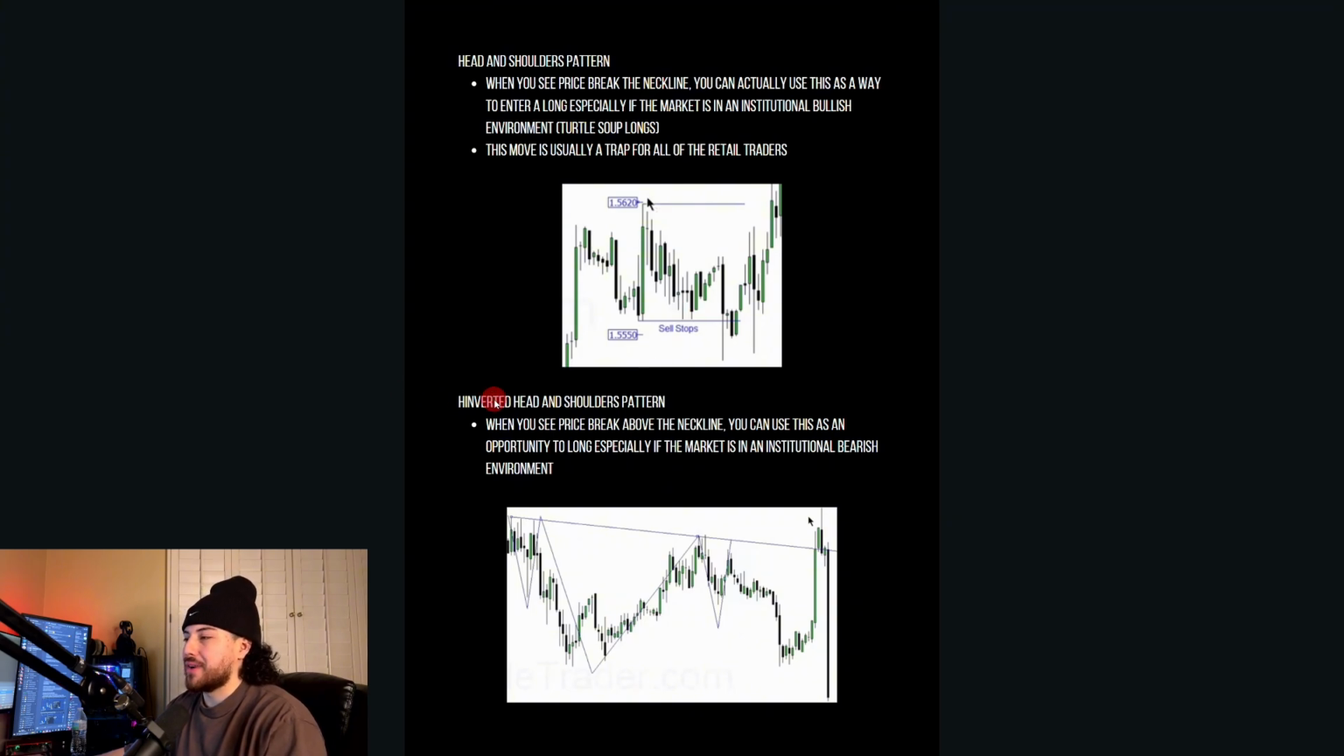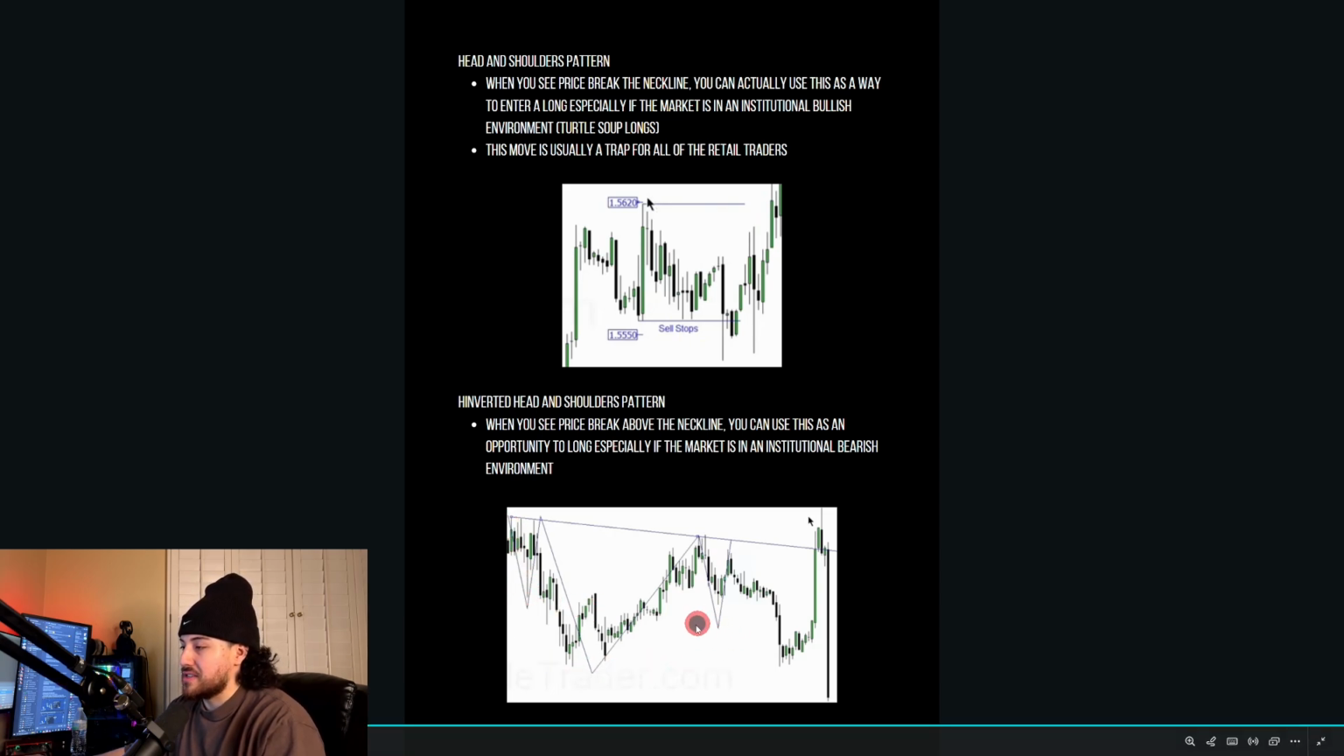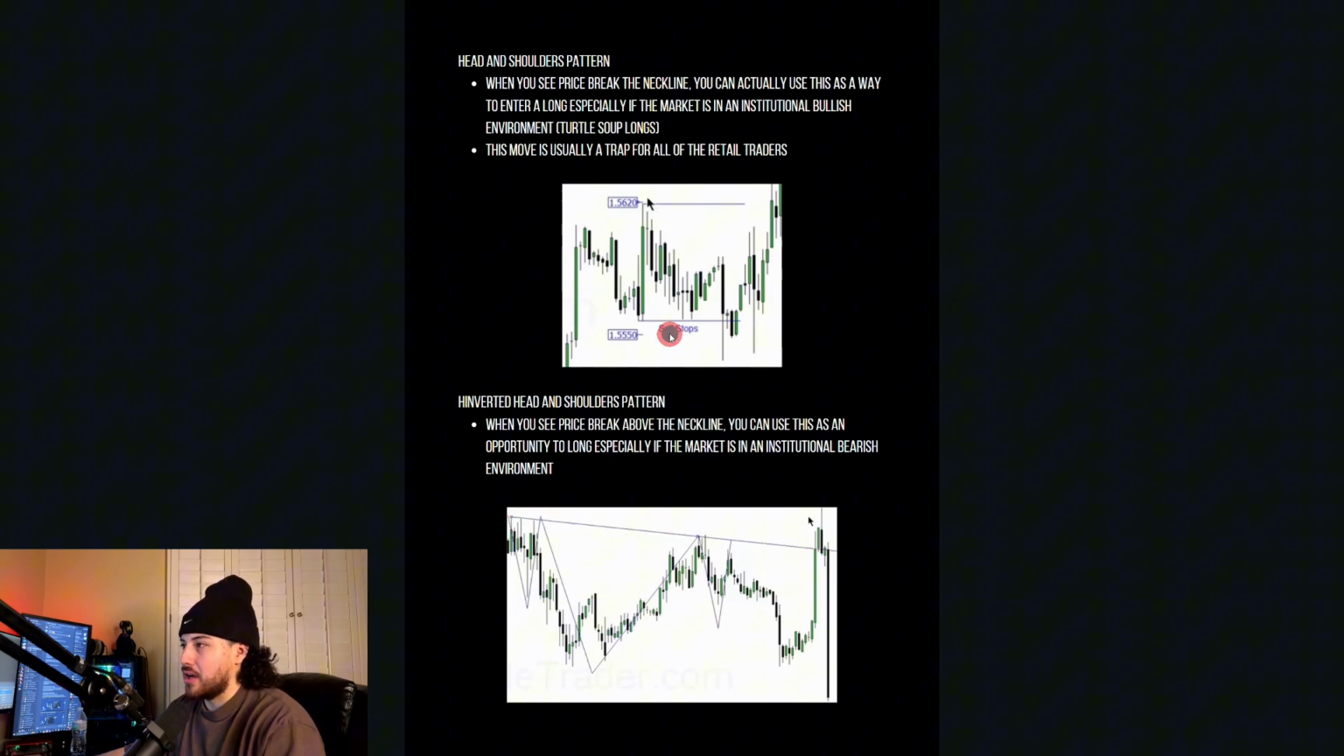When you see price break above the neckline, you can use this as an opportunity to long, especially if the market is in an institutional bearish environment. So to be honest, this is the example he gave. In my opinion, I think it is a bit of a stretch. It is a bit hard to see, but he is showing that this is a left shoulder, this is the head, this is the right shoulder, and this is the neckline. It's more of a dynamic neckline because it isn't a straight line. It's more diagonal, more of that trend line look.